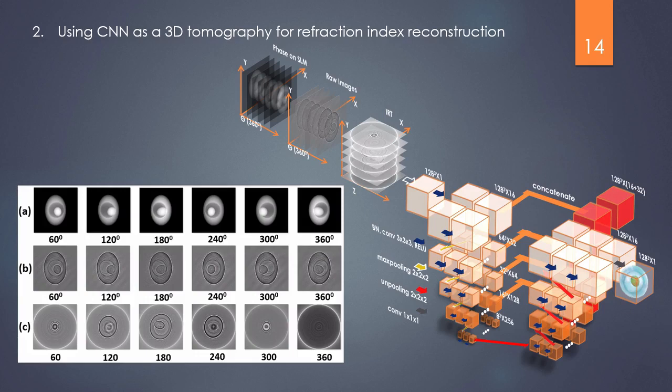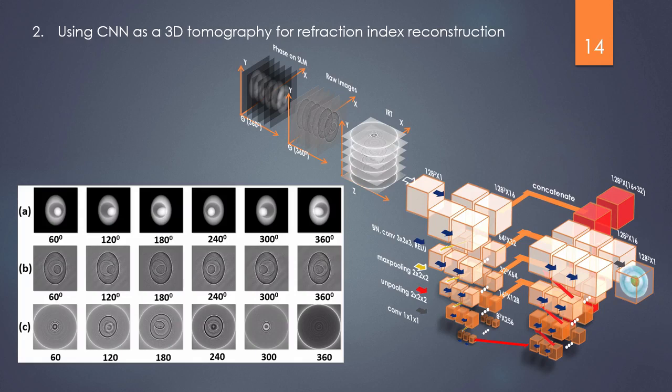And I do some pre-processing using the inverse Radon transform to convert x, y, theta, which is the rotation angle, into x, y, and z. We have the 3D dimension physically. So this is the final step after I feed the data into the model, and the model is a 3D convolutional neural network to reconstruct the 3D refractive index.